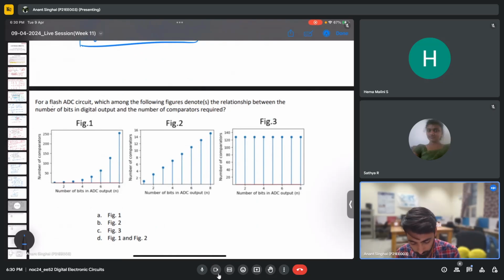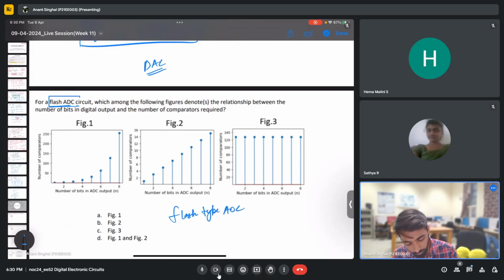So it is given that it is a flash type. So the questions that we were doing before were digital to analog converter, but this is an analog to digital converter. So this is one of the converters, which is flash type ADC. So it is asking which among the following figures denotes the relationship between the number of bits n, which is in the x-axis, and the number of comparators required.